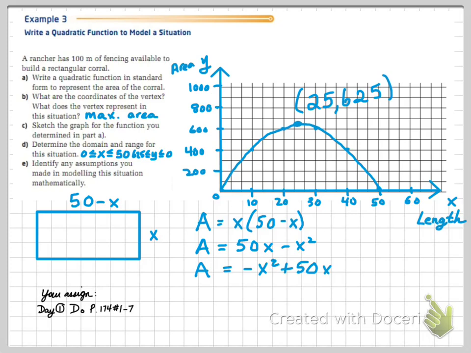Your assignment for day 1 was to do page 174, 1 to 7, and day 2, page 175, 8 to 17.